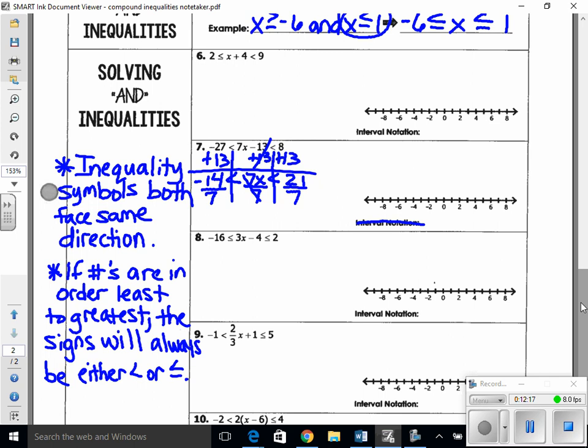I do not need to flip any signs because I wasn't dividing by a negative number. All right, so negative 14 divided by 7 is negative 2. Bring down your less than sign. We now have x in the middle. Bring down your less than sign. 21 divided by 7 is 3.